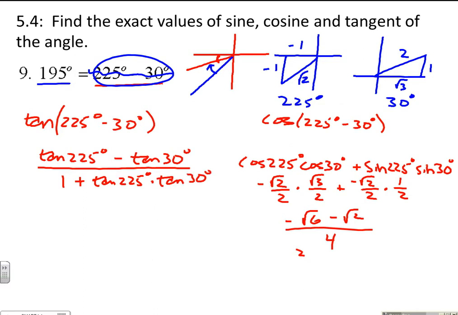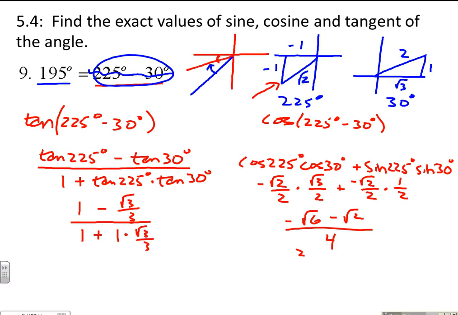So tangent from our 225 is negative 1 on negative 1. That is just 1. Minus tangent of 30, opposite 1 on adjacent root 3. So 1 on root 3 or root 3 on 3, rationalized. All on, I may regret doing that, let's see. All on 1 plus tangent 225, we found out that's 1, times root 3 on 3.